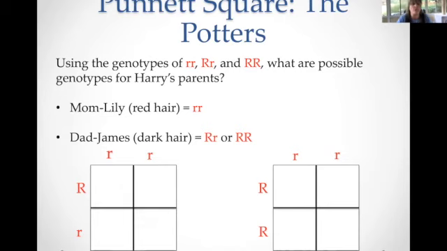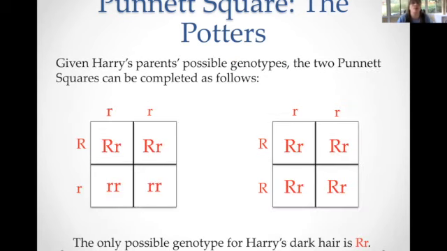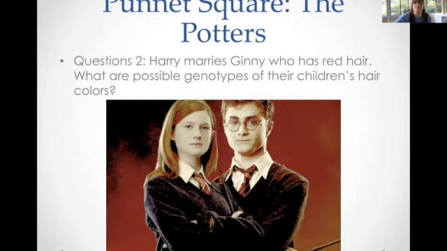Notice we have two Punnett squares here because we do not know for sure which one dad was, because he had the dark hair. He could have been heterozygous or homozygous dominant. Either way, no matter what, we know Harry has dark hair, so he has to be heterozygous for the red hair. So he carries the red hair gene and can pass it.